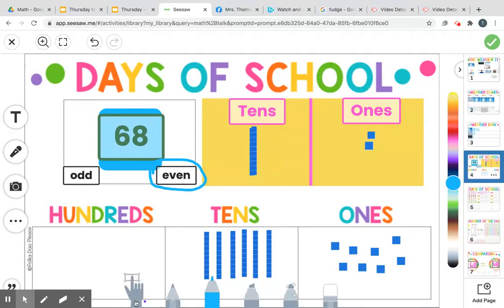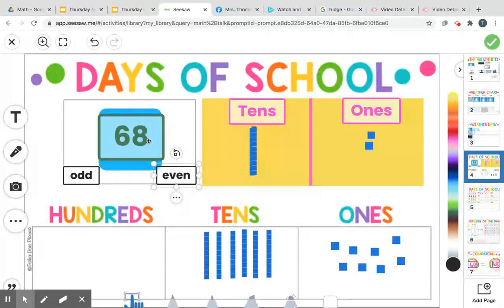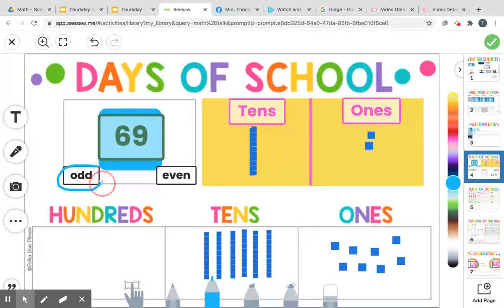All right, days in school. Let's clear out our drawing. So now we're in school for 69 days. So look at our 9 on the end of a word. Remember, even numbers end with 0, 2, 4, 6, or 8. That is a 9. So 9 is an odd number. Since 69 ends with a 9, we always look at the end, the very last number, to see if it's odd or even. So this guy is most definitely odd.